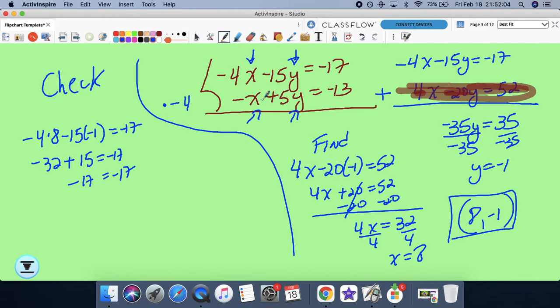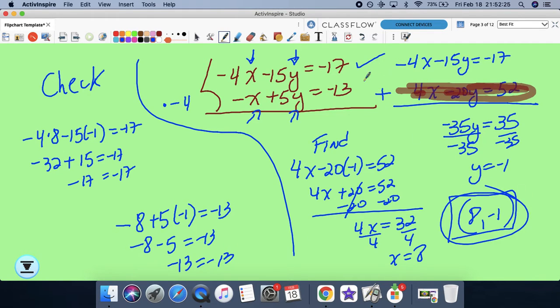Second equation, minus x plus 5y equals negative 13. Replace the x with 8: minus 8 plus 5 times negative 1 equals negative 13. That's negative 8, this is negative 5, and left side equals right side. So this point satisfies this equation and that equation.